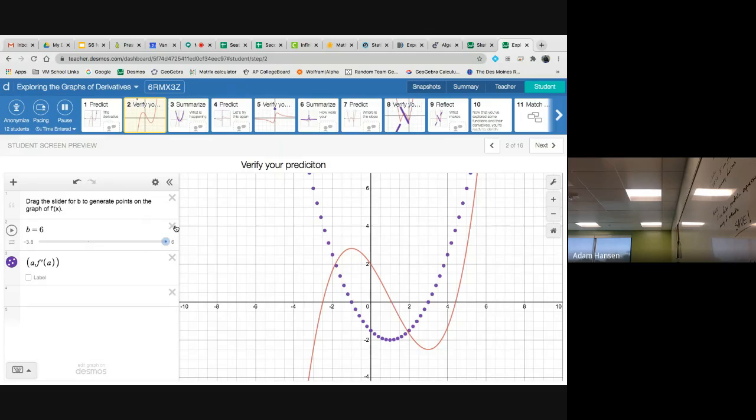Where the function is decreasing, where it's going down from left to right, the derivative would be negative, because the tangent line would have a negative slope.